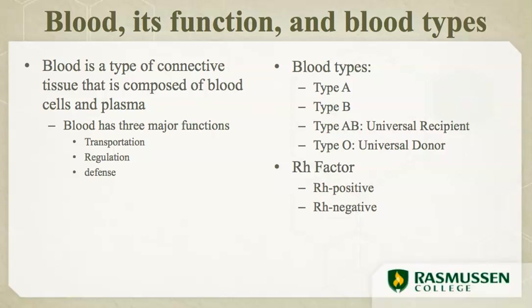Another piece that we need to discuss and focus on is the Rh factor. This is based on an antigen first discovered on red blood cells of rhesus monkeys. Someone who is Rh positive has a red blood cell that contains the Rh antigen. A person who is Rh negative does not. The Rh factor plays an important role when it comes to pregnancy.